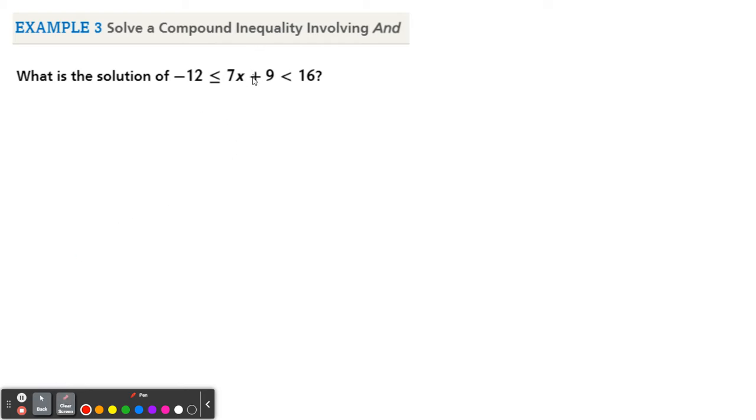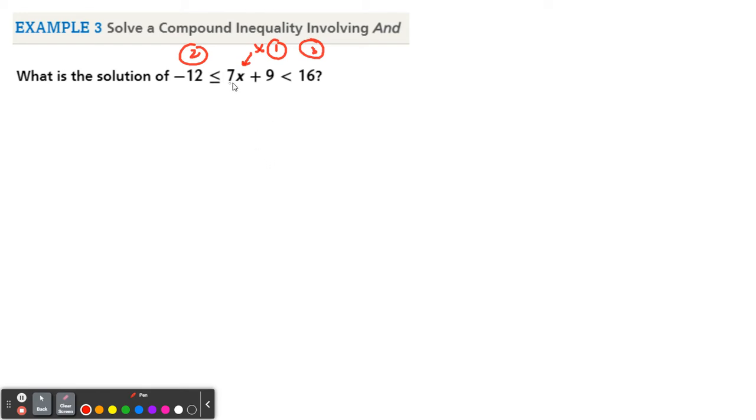So the goal here is to get x by itself right in here. We want to get x. So whatever you do inside here, you have to also do it here and here. So you got to do it one time inside, two times over here, three times over here. So everything you do is three times.